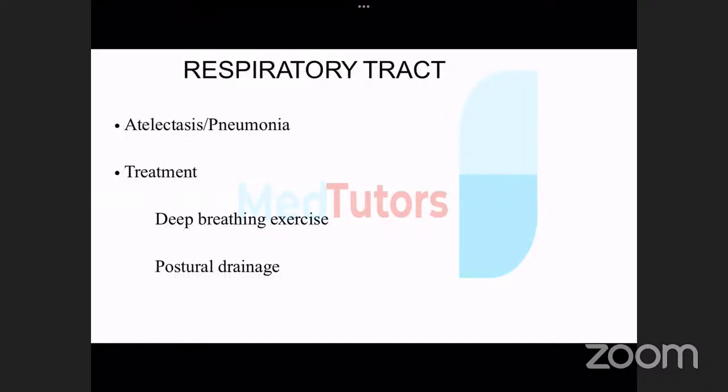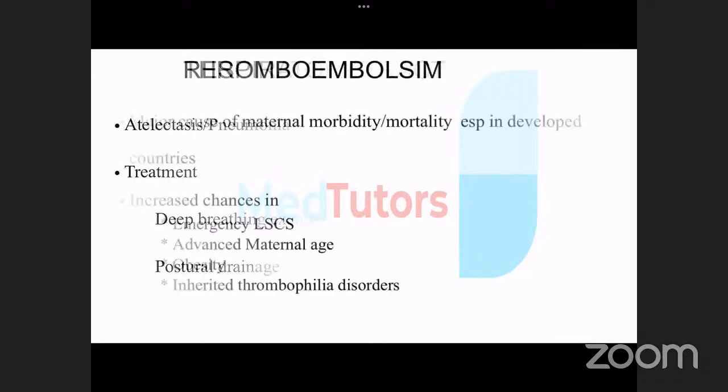Respiratory tract complications can be atelectasis or pneumonia, especially after aspiration pneumonitis following general anesthesia. They may also be treatment related. How do you treat this atelectasis? Deep breathing exercises and postural drainage, especially for patients who are in a bad shape. Of course, physiotherapy will help you achieve all this. Next slide.